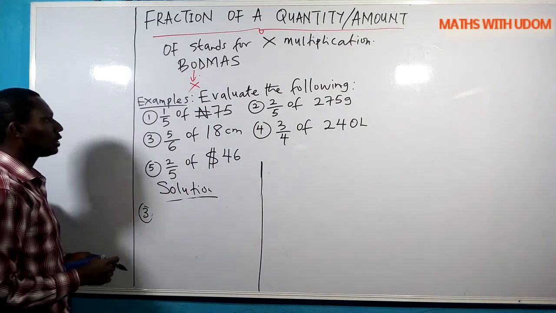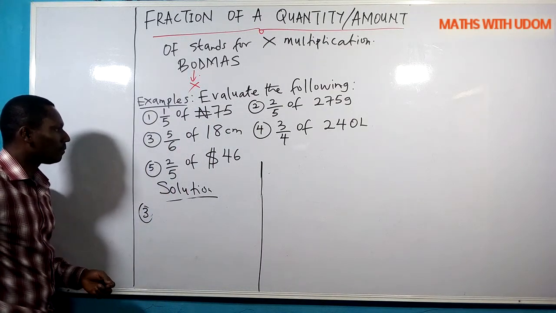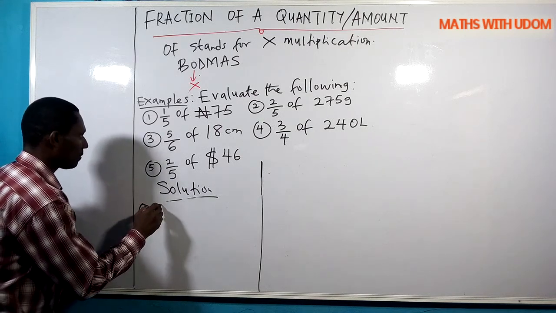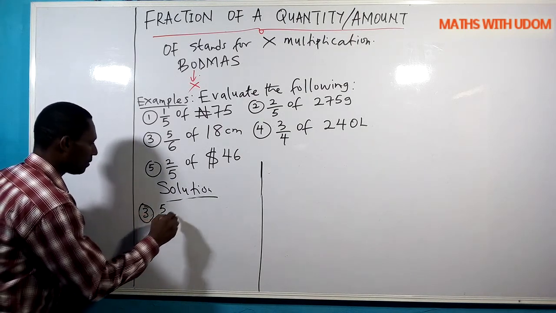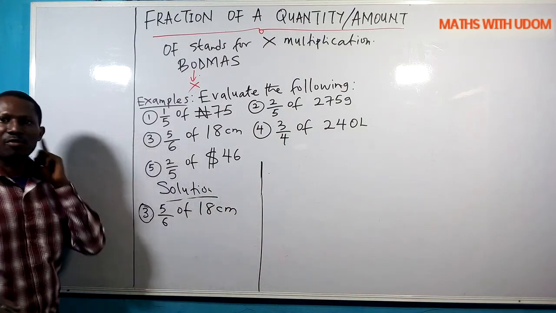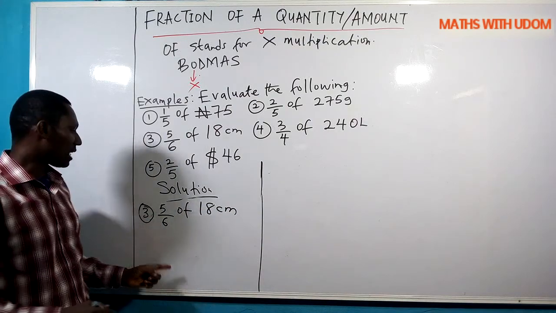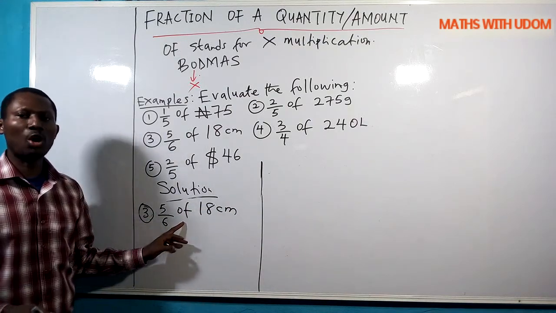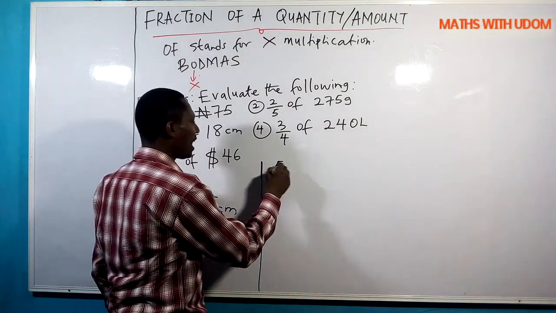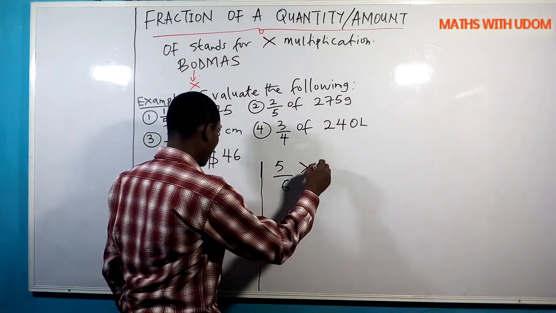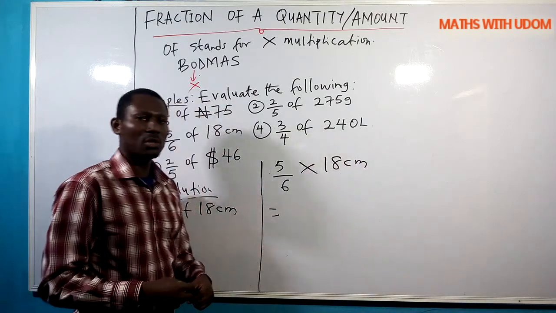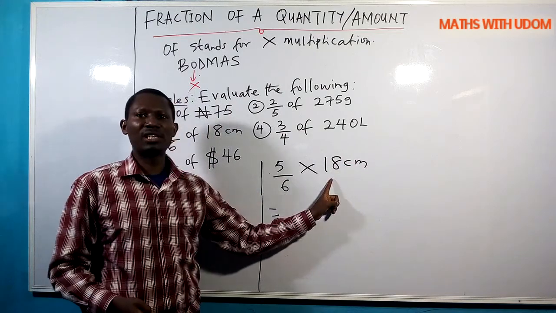So, example 3, what do we have right there? We have 5/6 of what? 18 centimeter. 5/6 of 18 centimeter. How do we work this out? Change the "of" to what? Multiplication. And that gives us 5/6 multiplied by what? 18 centimeter.